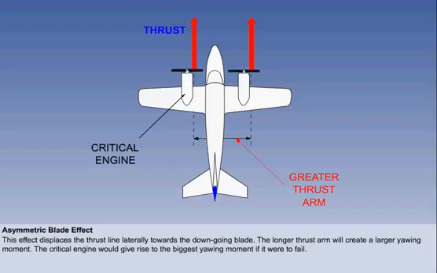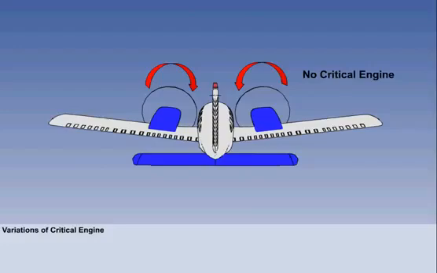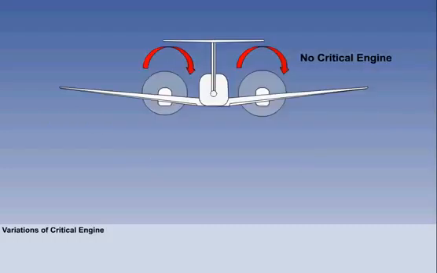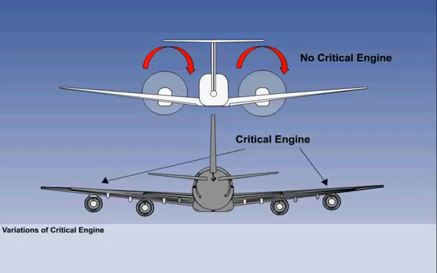To overcome the disadvantage of having a critical engine on smaller twins, their propellers may be geared to rotate in opposite directions, or counter-rotate, with the downgoing blades inboard, giving both engines the shortest possible thrust arm. Bigger turboprop aircraft, such as the King Air and larger, will have co-rotating propellers, turning in the same direction. In the case of four-engine jets, either outboard will be a critical engine.